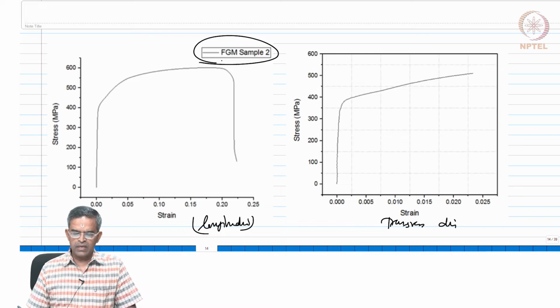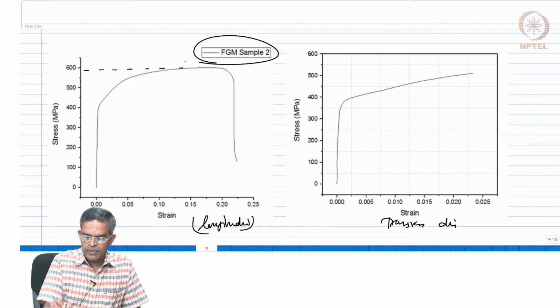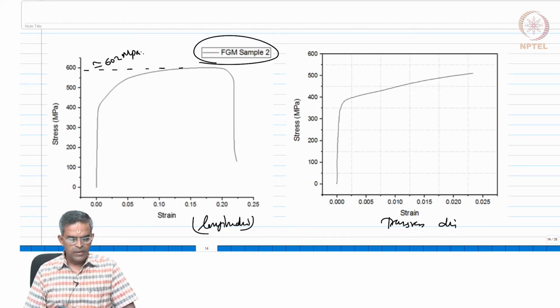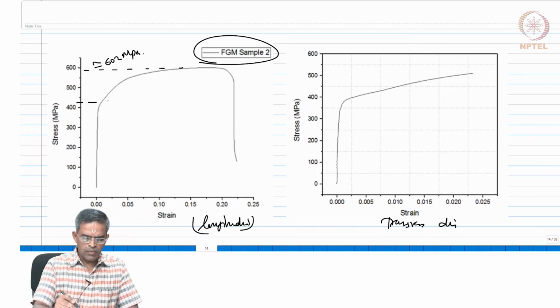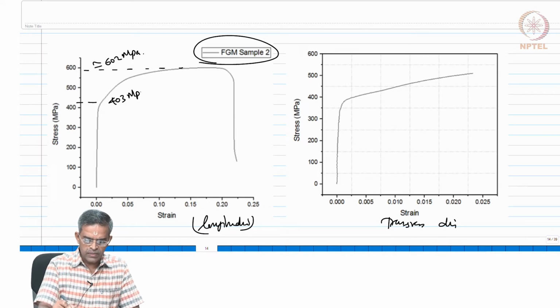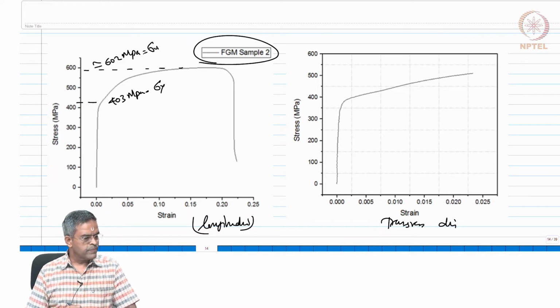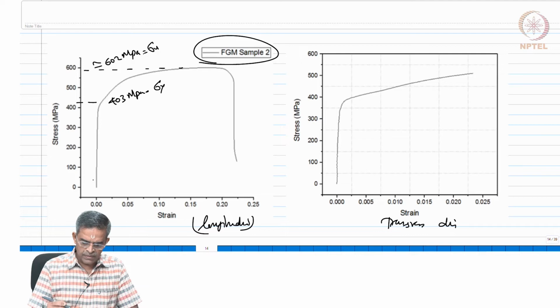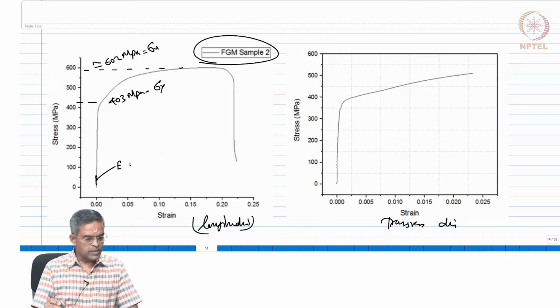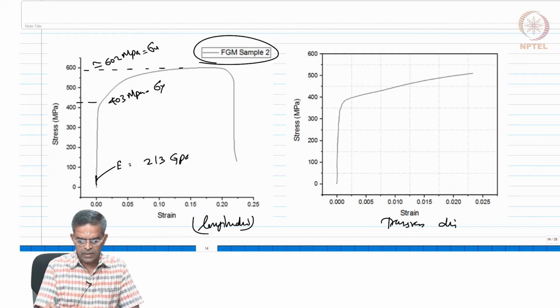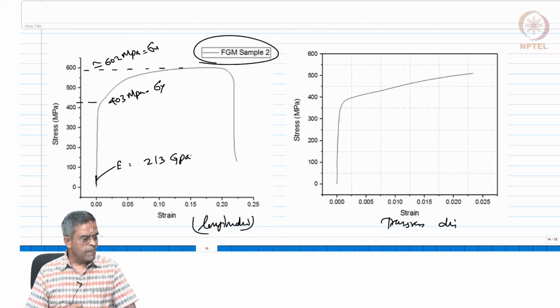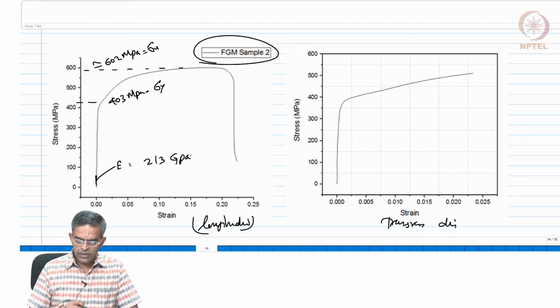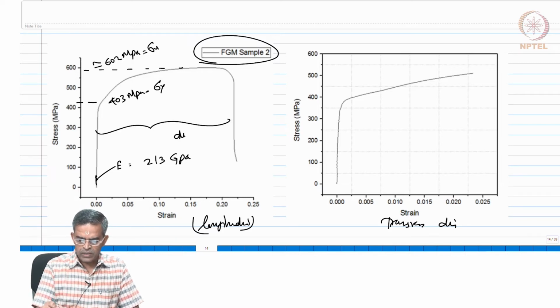So, one can very well see here that the ultimate strength is approximately 602 megapascal. The yield strength was about 403 megapascal. The modulus of elasticity, the slope of this line, is about 213 gigapascal, and the material showed very good ductility.